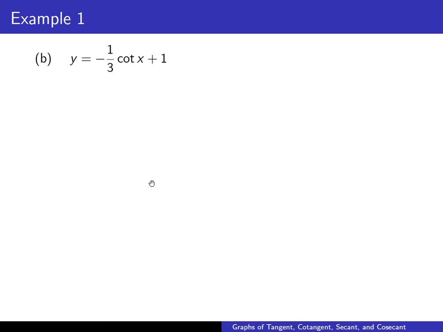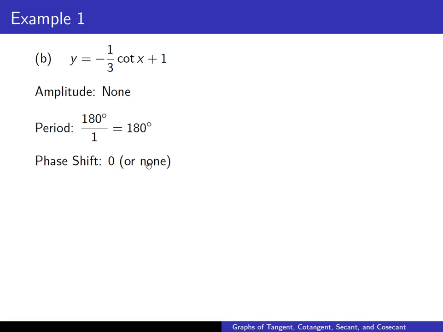All right, part B, we have y equals negative 1/3 cotangent of x and then plus 1. Notice the plus 1 is not contained inside parentheses. So no amplitude here, even though it was a negative 1/3 that we're multiplying by. So reflection over the x-axis and a vertical compression by a factor of 3. Period, well, the coefficient of x is 1, so 180 degrees divided by 1 is 180 degrees, or if we're in radians, pi radians. Phase shift, there is none or 0, since, again, notice that the plus 1 is not in parentheses. So the plus 1 is actually a vertical shift going up 1 unit.